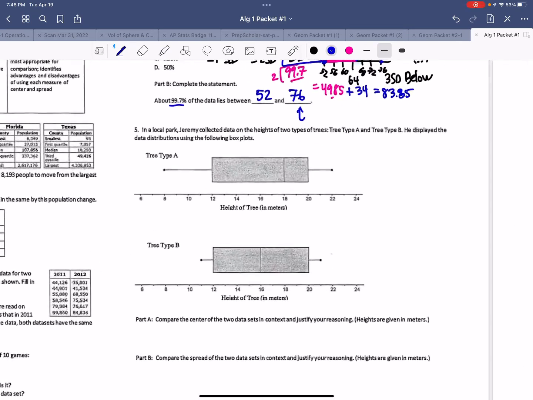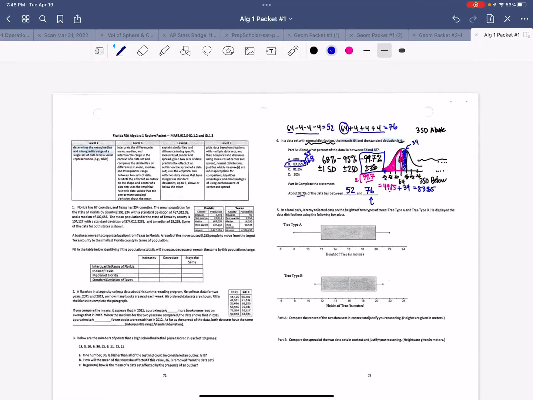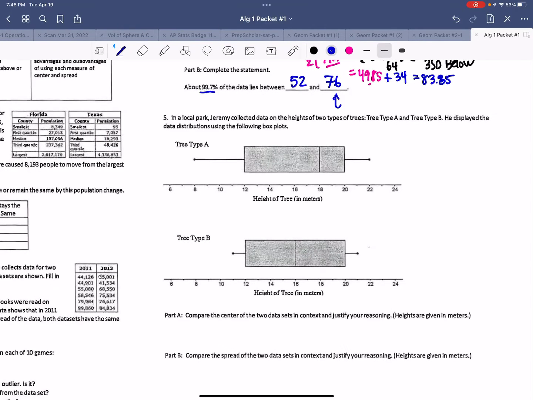Let's take a look at number 5. In a local park, Jeremy collected data on the heights of 2 types of trees. We did something similar to that. So this is the median, and this is the median. So trees of type A have a higher median, right? 18 is higher than 16. What else do I notice?